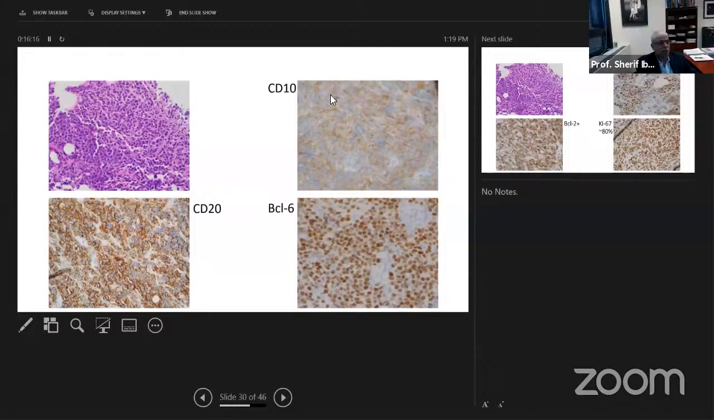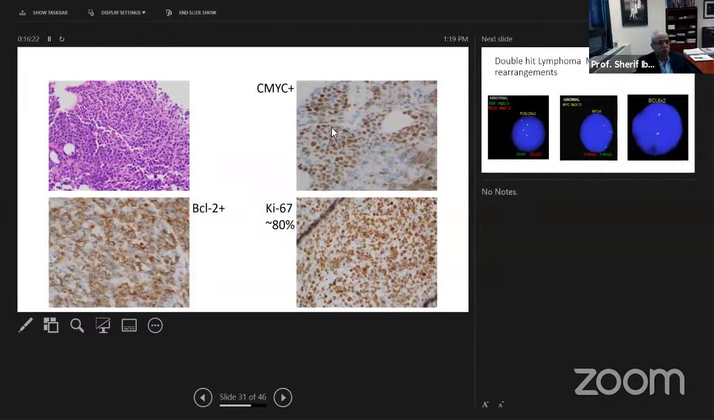Immunohistochemical stain, the cells are positive for CD10 and BCL6, germinal center, CD20. Additional stain, MYC expression, which we said was in Burkitt's, but you can get MYC expression in diffuse large B-cell lymphoma. Ki67, 80%, BCL2 positive. You don't see BCL2 expression in Burkitt's.